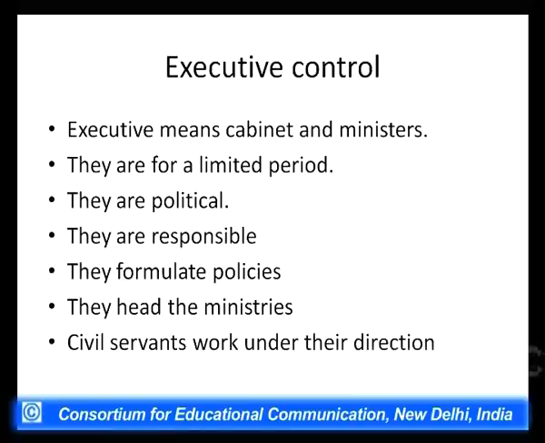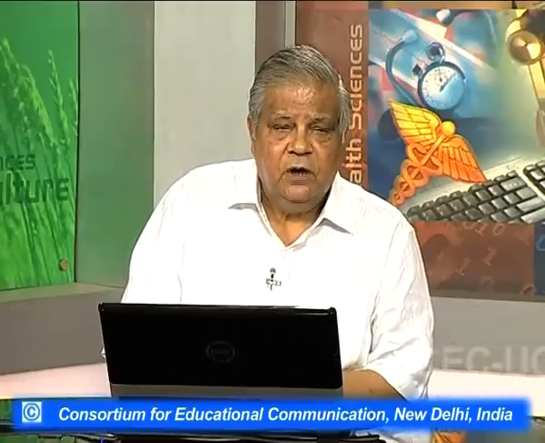Executives formulate policy, and administration is supposed to implement the policy, and civil service is supposed to work under the direction of the executive. Now, since executive is responsible and civil service is not, logic demands that executive must have full control over the civil services. Otherwise, responsibility will be on them, and work will be done by the civil servants, and they will be responsible for the work of those over whom they don't have any control.